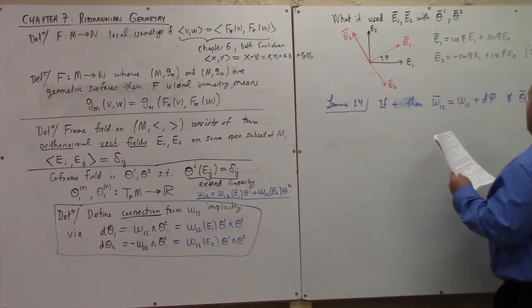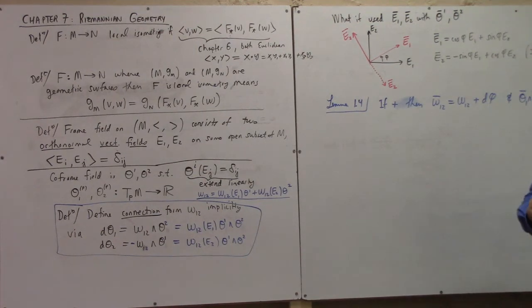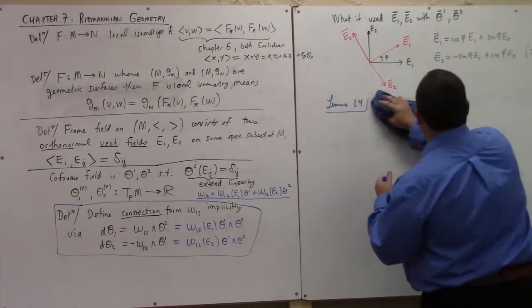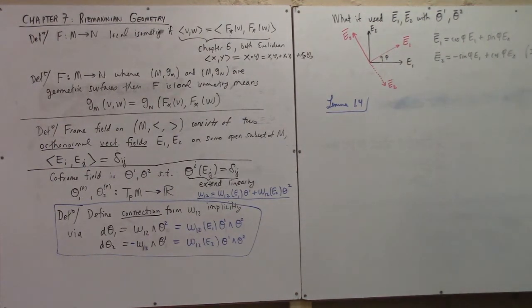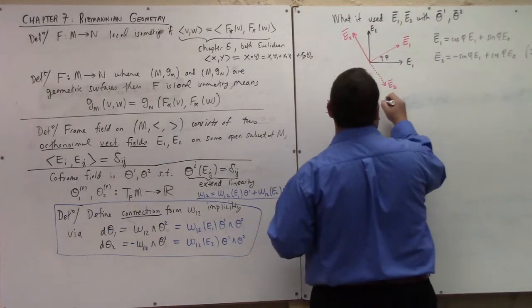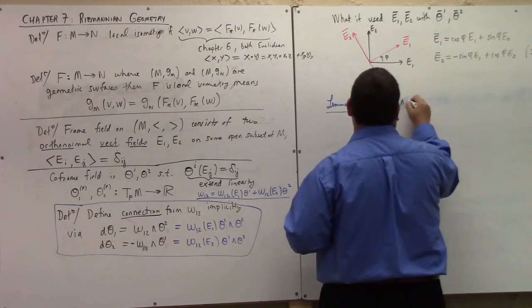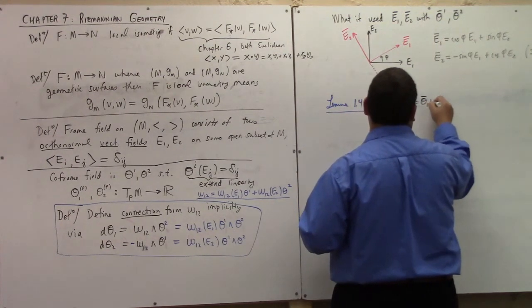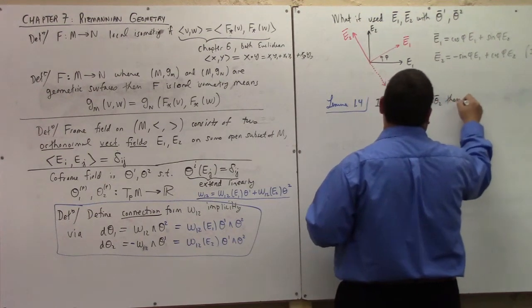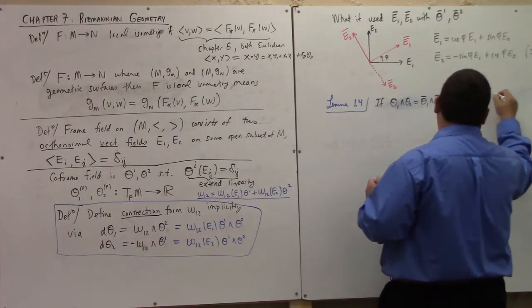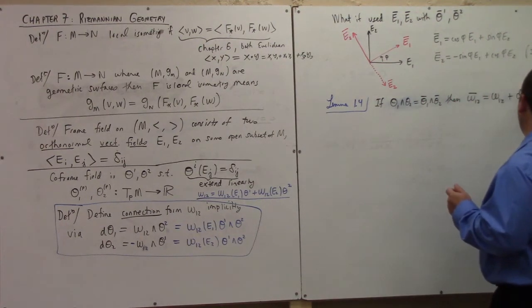In fact, maybe a better way to write this lemma would be to characterize orientability in terms of the wedge product. I think that's a more useful way to say this. So I'm going to say it this way: if theta 1 wedge theta 2 is equal to theta bar 1 wedge theta bar 2, then omega bar 1, 2 is omega 1, 2 plus d phi.